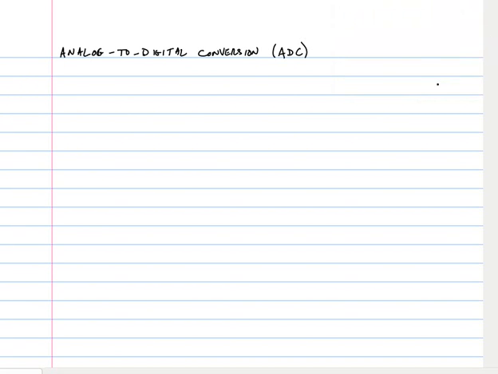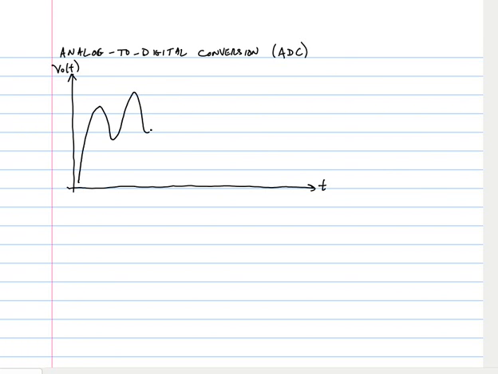Today, we're going to look at analog to digital conversion for audio signals. Now, why do we need to do this? Well, if we think about continuous time systems like our ears or our voices, we can represent them as a voltage signal that changes with respect to time in some random fashion.